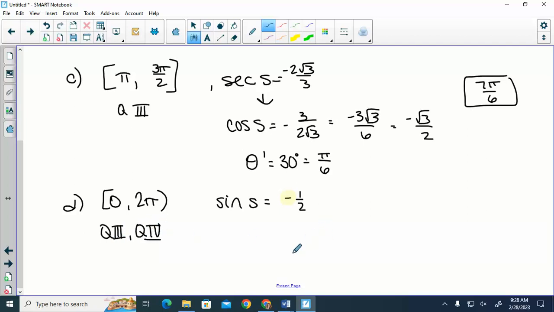Now if you fill out a circle, you're just looking on your circle, where is my y negative 1/2? If we don't have our circle, we think through it. Reference angle, when is sine 1/2? When it's 30 degrees, and 30 is the same as pi over 6. In quadrant 3, the top is 1 more, so that would be 7 pi over 6. In quadrant 4, double minus 1, 11 pi over 6.